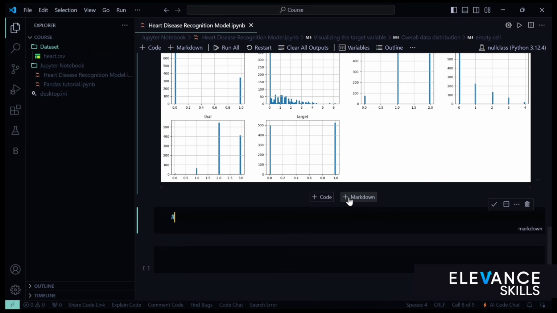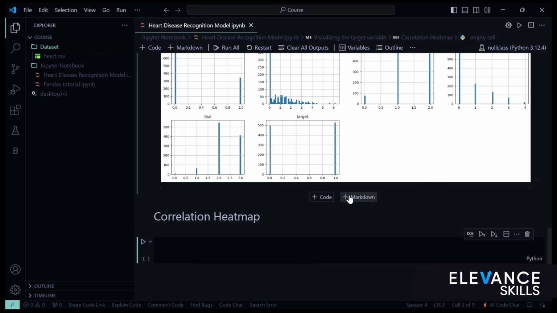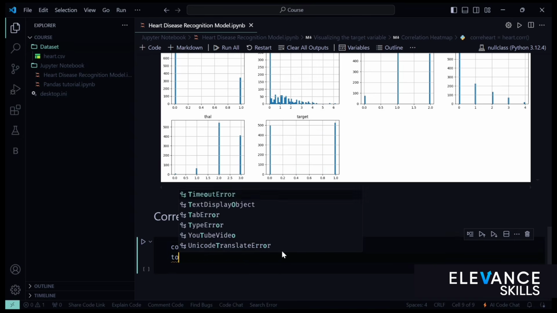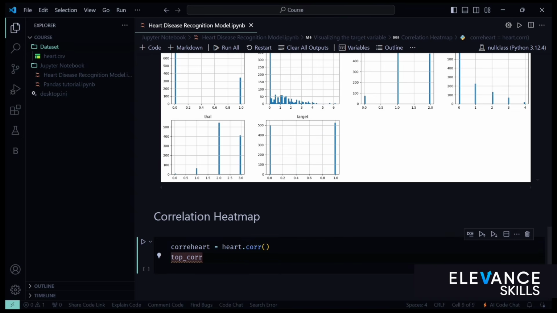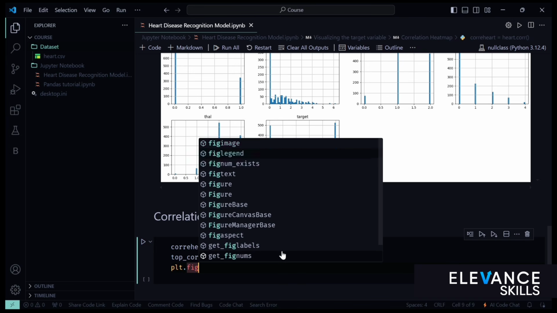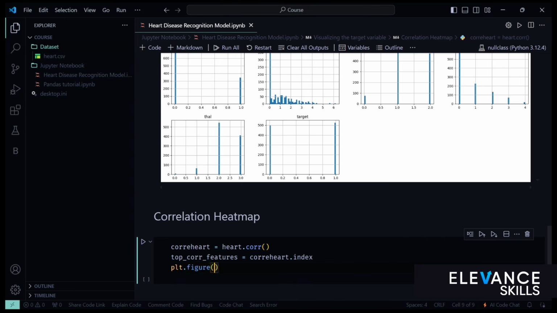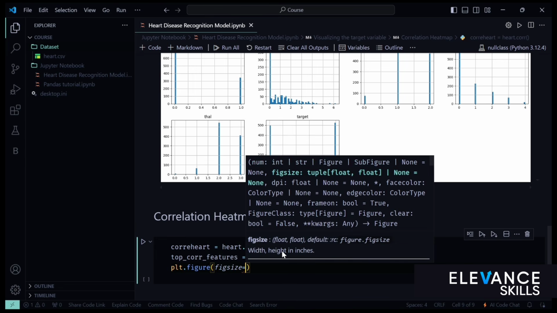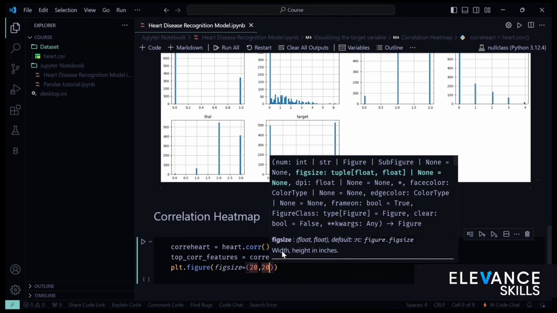Finally, let's delve into the relationships between our features by creating a correlation heat map. Understanding these correlations can give us valuable insights into how different features interact with each other. We start by calculating the correlation matrix with the corr method. This matrix shows how much each feature is related to every other feature, with values ranging from -1 to 1. A value close to 1 indicates a strong positive correlation, meaning as one feature increases, the other tends to increase as well. A value close to -1 indicates a strong negative correlation, meaning as one feature increases, the other tends to decrease.